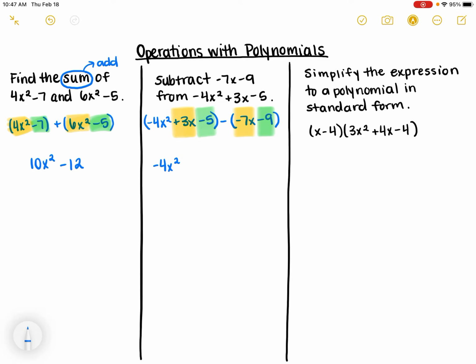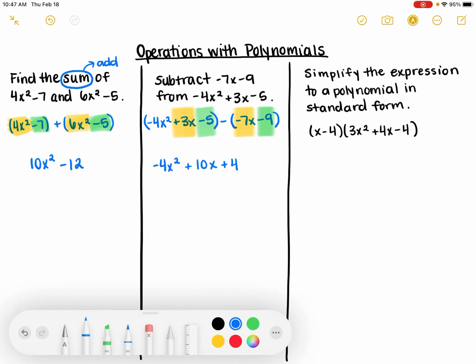Okay, this is where you have to be careful. Positive 3x minus negative 7x. The minus and negative becomes adding. So it's really positive 3x plus 7x, so I get plus 10x, okay? And then negative 5 minus negative 9. Again, minus negative 9 is going to become plus 9, so negative 5 plus 9, and that would give me a positive 4. If you need a calculator for that, you can.